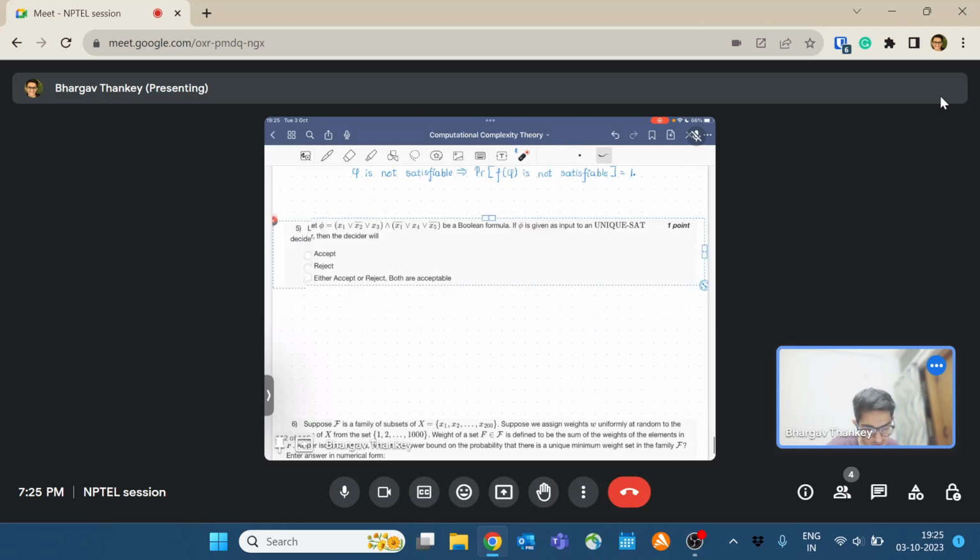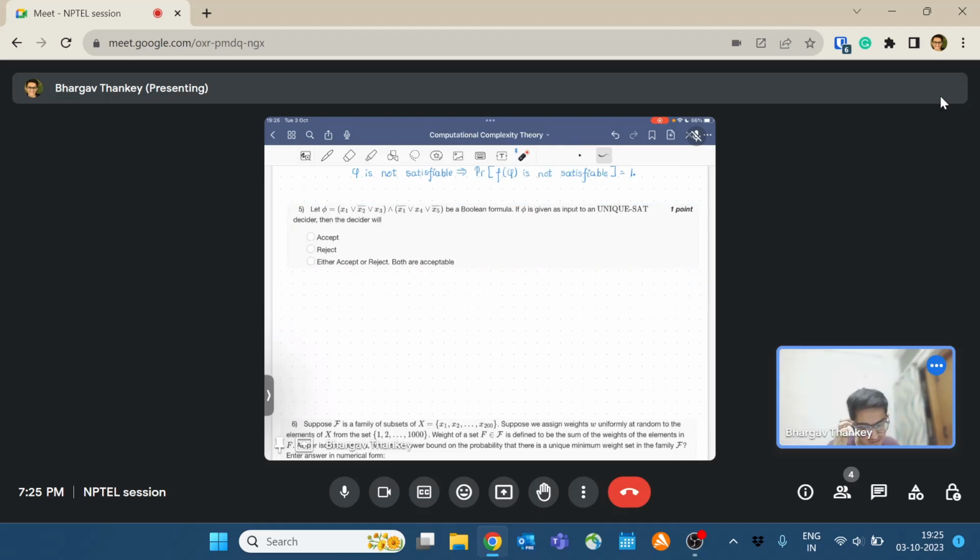So the next problem is, let phi equal (x1 or x2 complement or x3) and (x1 complement or x4 or x5 complement) be a Boolean formula. If phi is given as input to a unique SAT decider, then the decider will accept, reject, or either accept or reject; both are acceptable. So again, this depends on how many assignments phi has. So let me first compute the number of satisfying assignments of phi and then ask you which of these is correct. So phi is satisfied.